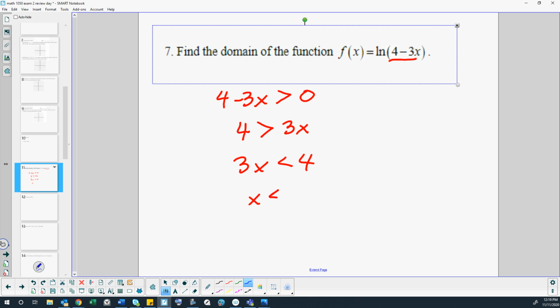So then all we have to do is say x is less than 4/3, which means negative infinity to 4/3, because it's less than. And it doesn't include it because it's a logarithm. If you plug in 4/3 here, we're going to get 0. We don't want 0, so we have to not include the 4/3. So that's the domain of a logarithm.